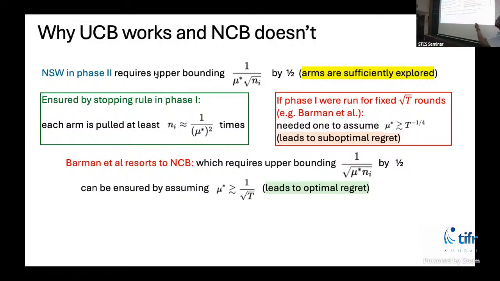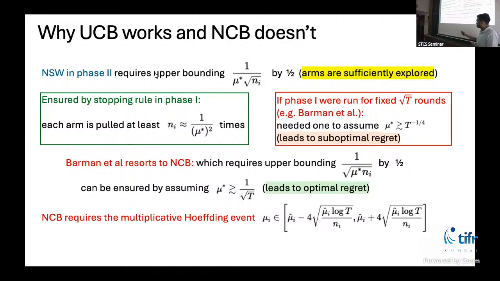So this is the exact reason these guys resort to NCB, where instead of bounding 1 by mu star square root ni, they need to bound 1 by square root of mu star ni. This comes from the multiplicative property, right? They bound this by assuming mu star is greater than 1 by square root T. Because for the complementary case, if mu star is less than 1 by square root T, regret is anyway bounded by 1 by square root T. This leads them to the optimal Nash regret. This is the exact reason they resort to NCB.